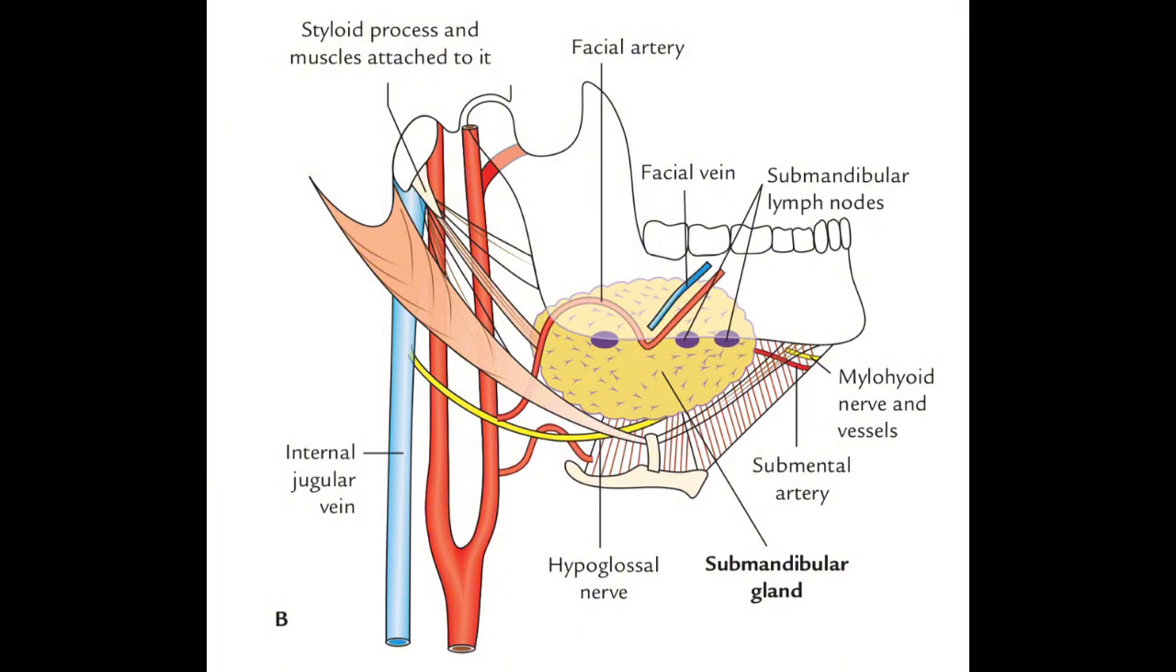It lies superficial to the gland. Again, you can see on your screen, you have the submandibular gland, so big, resting on it. You have the submandibular lymph nodes, about 3 or 4 there. You have the hypoglossal nerve, which supplies the tongue. You have the common facial vein and the facial artery. But the facial vein lies superficial to the gland, while the facial artery lies deep to the gland. You have the submental artery here, but the submental vein is in the submental triangle. And you have the mylohyoid nerves and vessels.